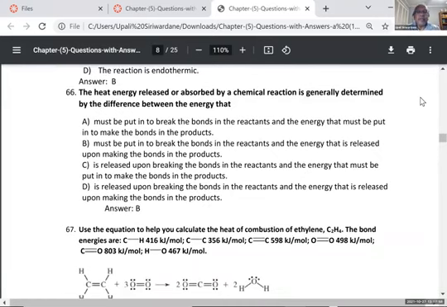Number 66, the heat energy released or absorbed by a chemical reaction is generally determined by the difference between energy. It is the same thing as the previous one: energy must be put in to break the bonds in the reactants, and energy is released making the bonds in the products. The difference. That's B.